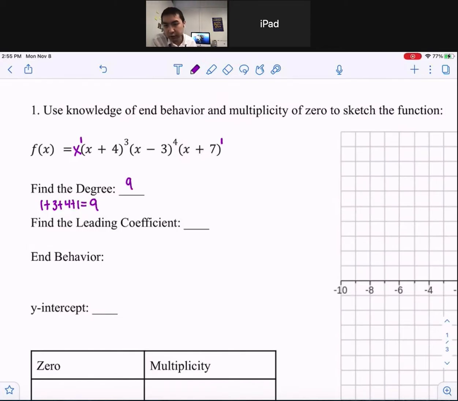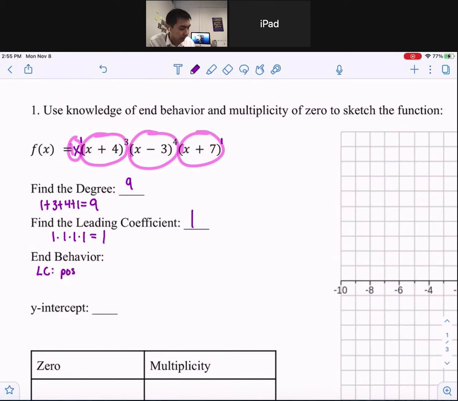The leading coefficient, you multiply each coefficient of each factor together. So the coefficient for this one, 1. Coefficient for this one, 1. 1, 1. So 1 times 1 times 1 times 1, and you get 1. So the leading coefficient is 1. For your end behavior, your leading coefficient is positive and your degree is odd. Positive, odd, the end behavior is down and then up.